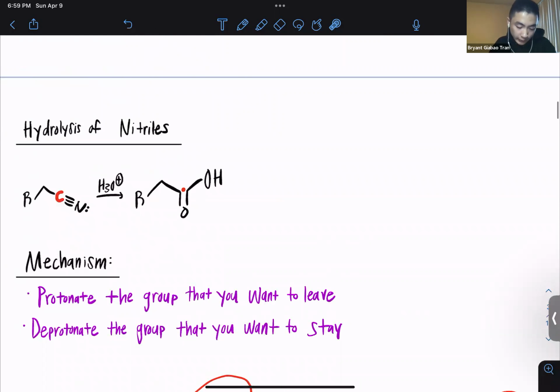Now let's go over the hydrolysis of nitriles. Whenever you have a nitrile and you add acids such as H3O+ or H2SO4 or H3PO4, you're going to hydrolyze this nitrile into a carboxylic acid. So this red labeled carbon is this red labeled carbon here of the carboxylic acid.